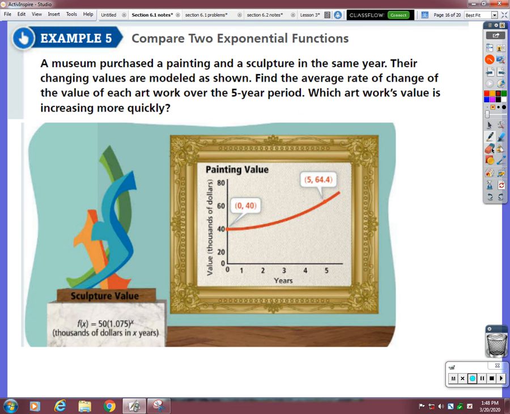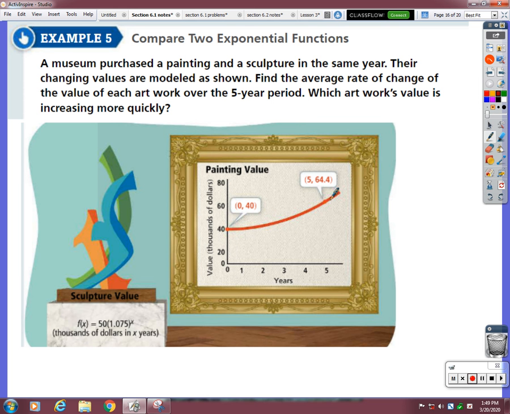Ooh, this looks exciting. All right, this one says a museum purchased a painting and a sculpture in the same year. Their changing values are modeled as shown. So for some reason, in this case right here, we have a function. So this one was purchased for $50,000, and it's going up in value by about 7.5% each year. Then for this one, we only have a graph. I hope this isn't the painting that they purchased, because if they paid $40,000 for this painting, they really got ripped off. Anyway, then 5 years later, this is worth $64,400. So let's find the average rate of change of the value of each artwork over the 5-year period.